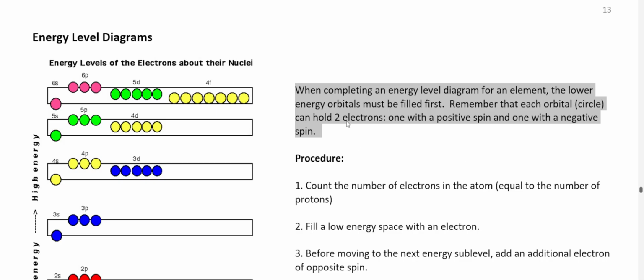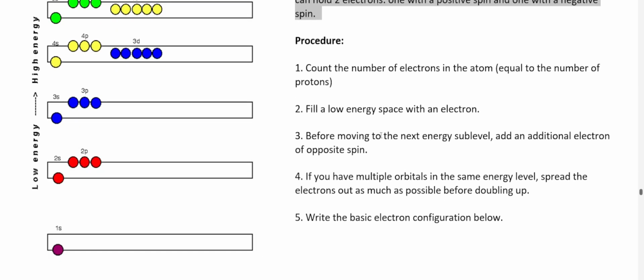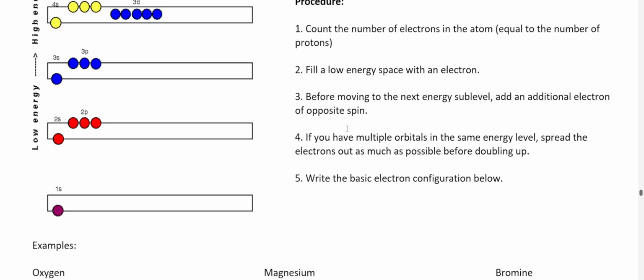So the procedure is to count the number of electrons in an atom, which is equal to the number of protons. You fill the low energy space with an electron, and then before moving to the next energy sublevel, you add an additional electron of opposite spin. If you have multiple orbitals in the same energy level, spread the electrons out as much as possible before doubling up, and then you write the basic electron configuration below.